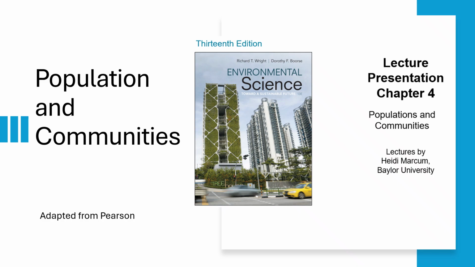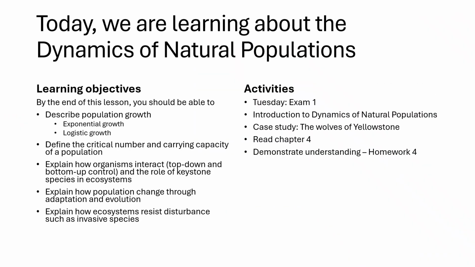So after demonstrating our understanding of the basic needs of living things, and that living things find what they need to grow and reproduce from their environment, we're going to start looking at how living things interact with each other. And those interactions are at the level of populations and communities in ecosystems. Those interactions are extremely dynamic. So today we are learning about the dynamics of natural populations.